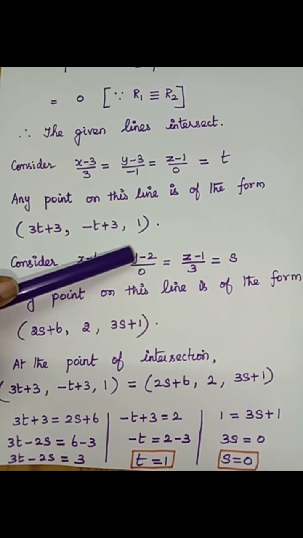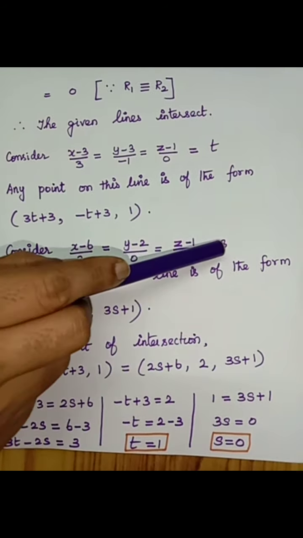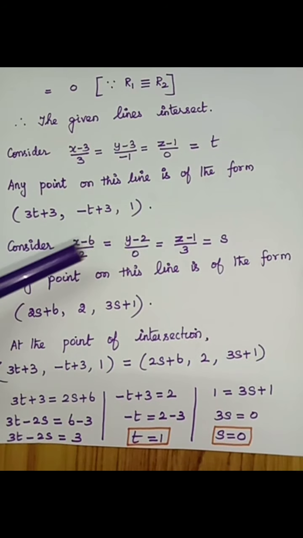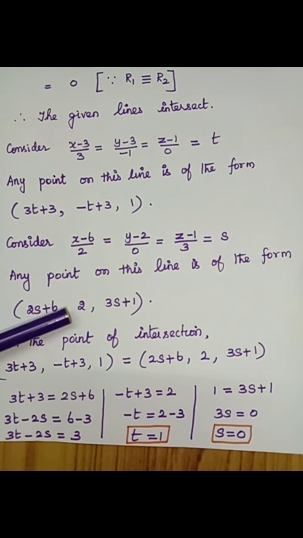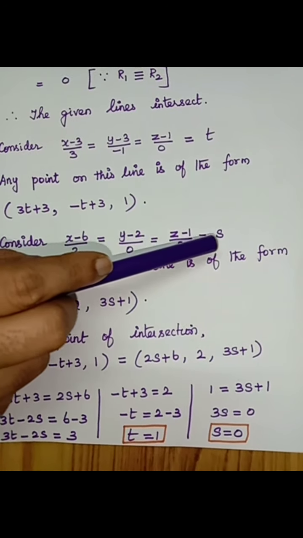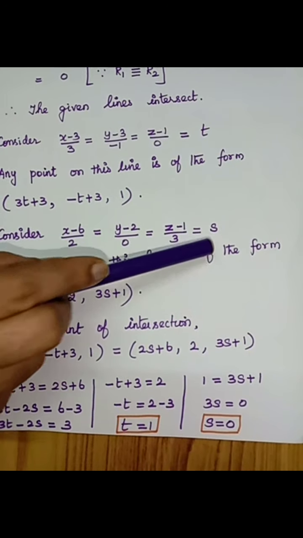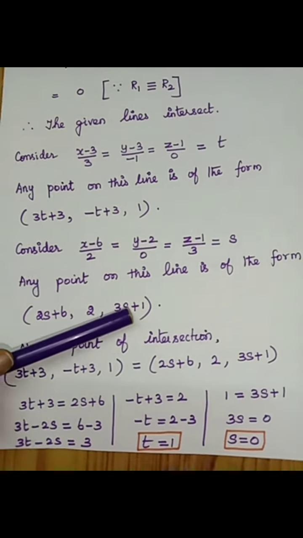And come to y minus 2 by 0 is equal to s. 0 into s is 0. So y minus 2 is equal to 0. So y is equal to 2. And come to z minus 1 by 3 is equal to s. So z minus 1 is equal to 3s. z is equal to 3s plus 1.